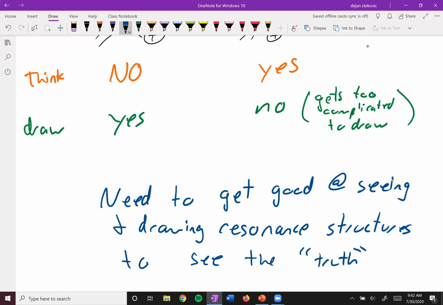And so we'll spend the next couple of mini lectures here talking about resonance structures, what makes them good, what makes them bad, what things you can do, what things you can't do, that kind of thing. But at the end of the day, it's really going to come down to practice.